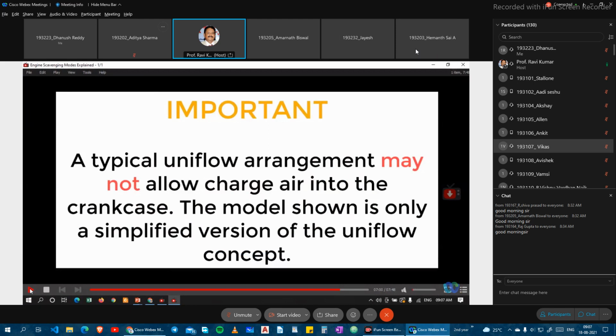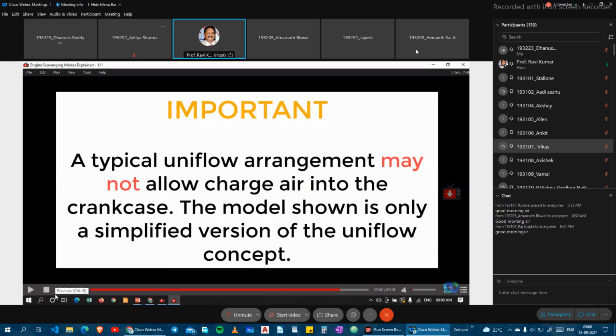The model shown is only a simplified version of the uniflow concept. Basically, in these two-stroke engines, in the crankcase only we are going to send the charge to the transfer port to the top. But uniflow we are arranging on the top itself. Near the bottom dead center of the piston, we are going to arrange the exhaust and inlet port, and separate charge will be entering through the carburetor to the engine without the crankcase. That's why a typical uniflow arrangement may not allow the charge air into the crankcase.